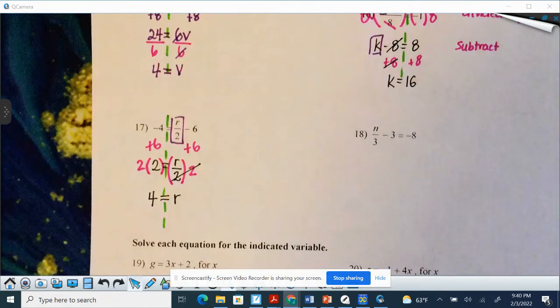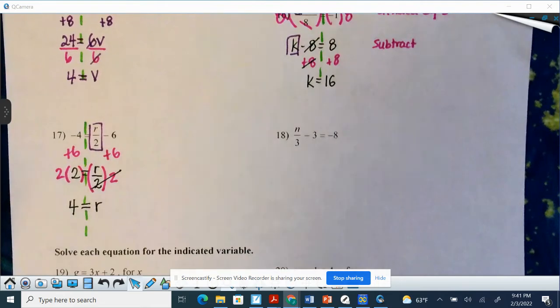Yay. One more. Pause it. It's just like the last one. The number just changed. And the variable's on the other side. But that's it. You can do it. Pause it.